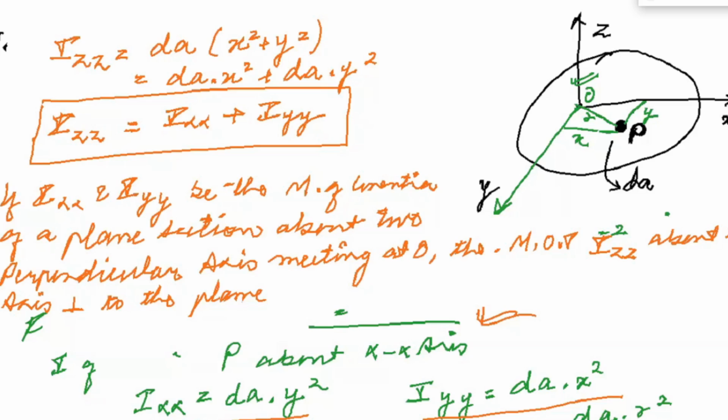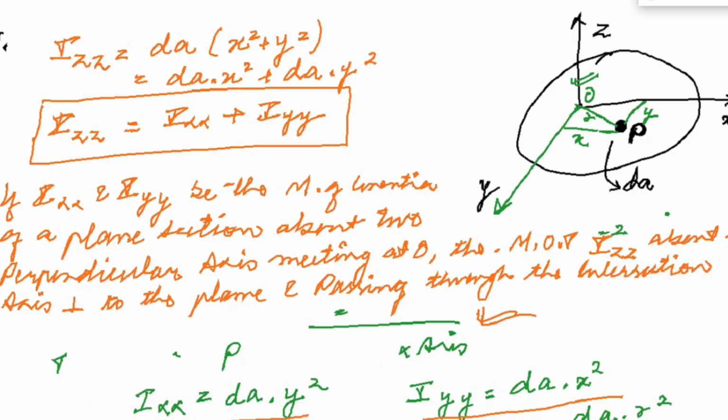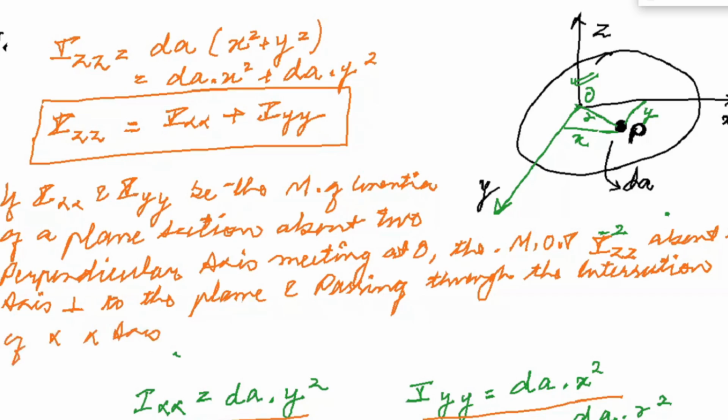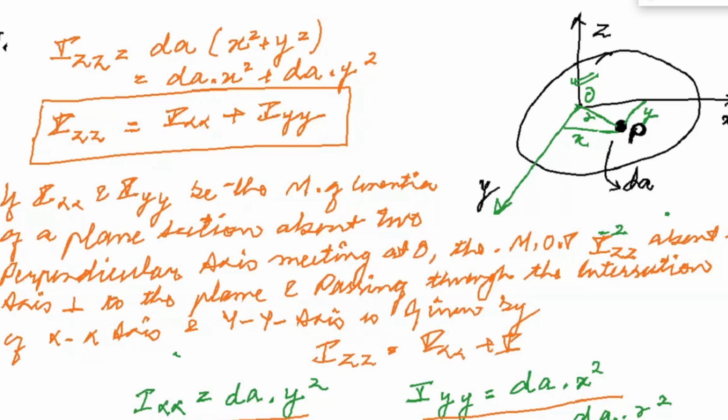and passing through the intersection of the x-axis and y-axis is given by Izz is equal to Ixx plus Iyy. This is your theorem of perpendicular axis.